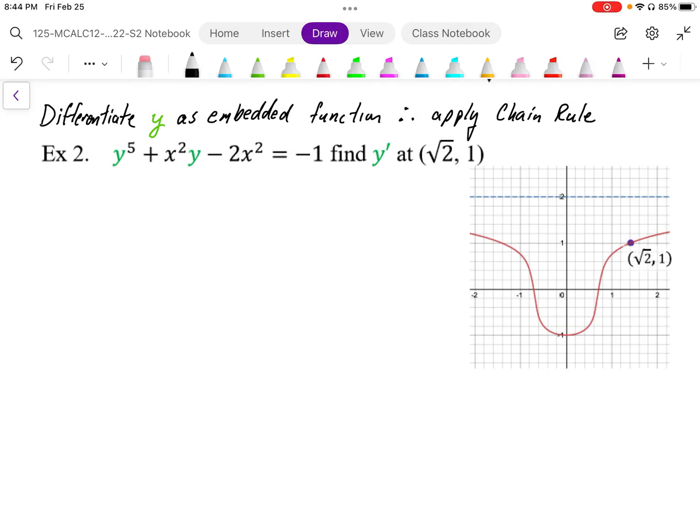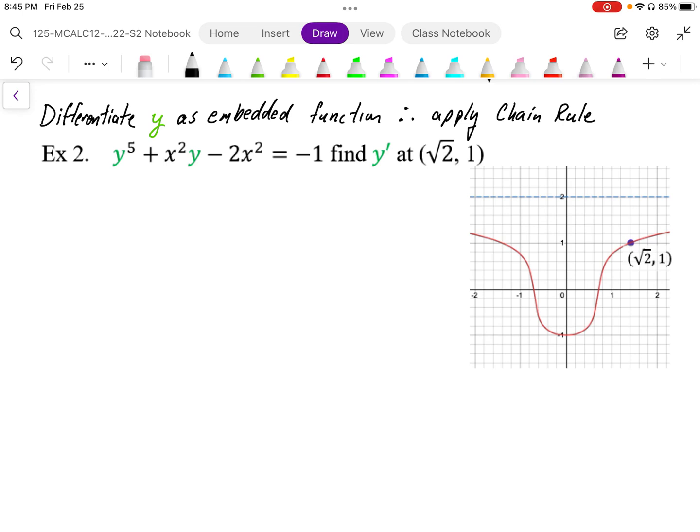The last function was a relatively familiar function, but this new one here is quite different. It's fairly unfamiliar to us. But we can still differentiate this because now we have a process to be able to differentiate these implicit functions. And we're going to differentiate these by differentiating y as an embedded function. And so we're going to apply chain rule here.